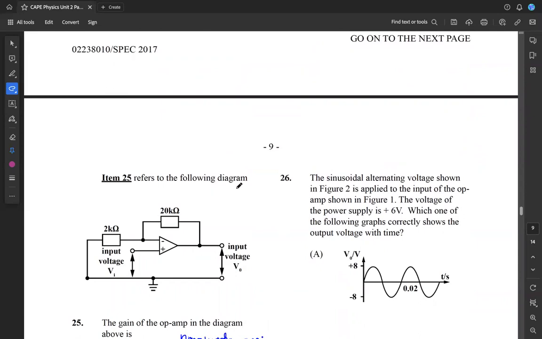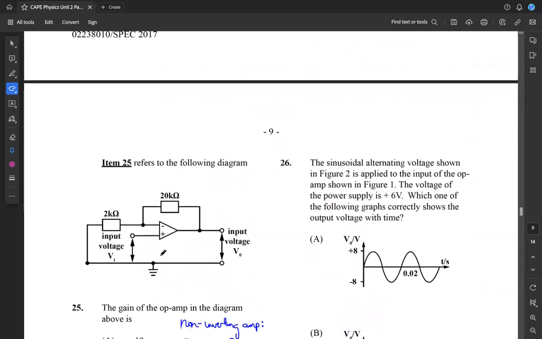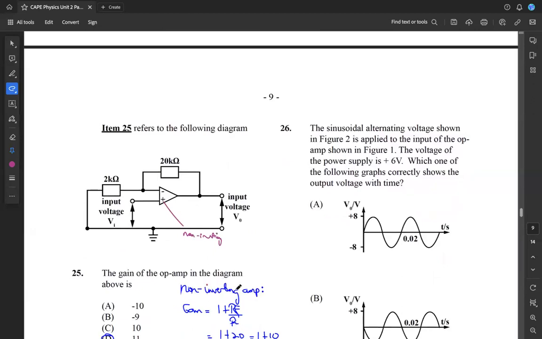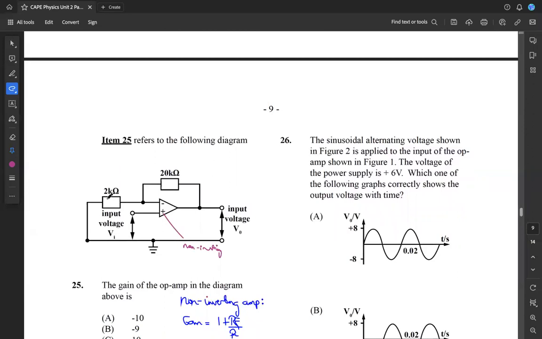Item 25 refers to the following diagram. Let's look at our diagram now and see what the key features are. We have our input voltage. This one is going into this node. This is our non-inverting node. The plus sign is our non-inverting node, the positive one, and that's where we are putting in our input voltage. So we have a non-inverting op-amp. Here we have our resistance coming in. Let's call this R1 that's coming in here and then going up.